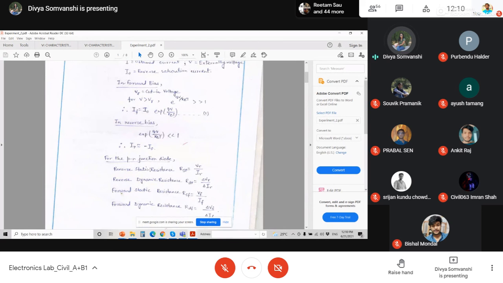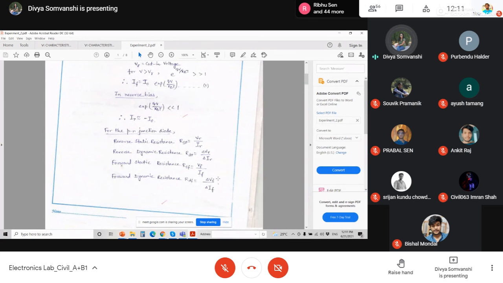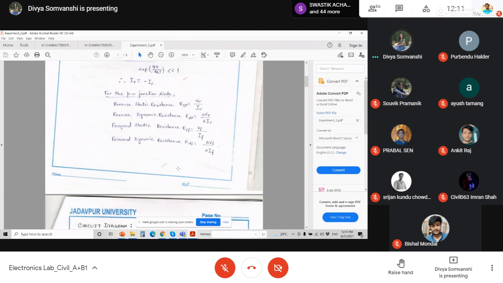And you already know the formula for forward static resistance and dynamic resistance. Basically the same formula is there. In the case of reverse, we are going to use a reverse voltage, and in the case of forward, we are going to use a forward voltage.